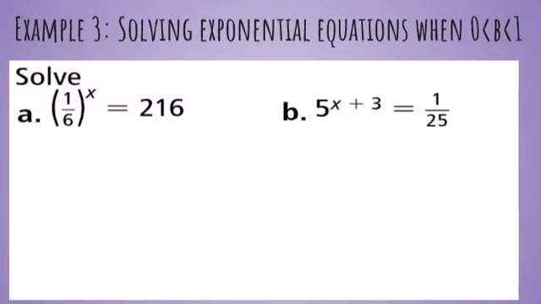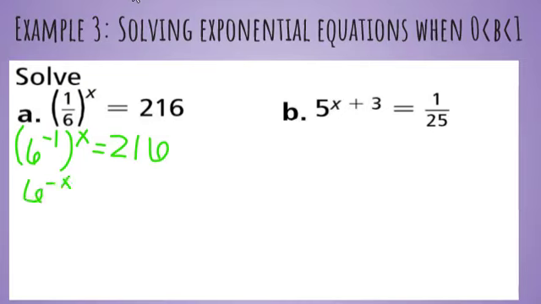Example 3 is solving now when one of our bases is a fraction. So when we look at this first one, to rewrite this, we need to get rid of the fraction. So we're going to use a negative exponent. So if I rewrite this as 6 to the negative 1 power, 6 to the negative 1 power is 1 over 6. So the first step is just to rewrite it using your negative exponent to get rid of the fraction. So now here I have a power to a power, so I'm going to rewrite this as 6 to the negative x power.